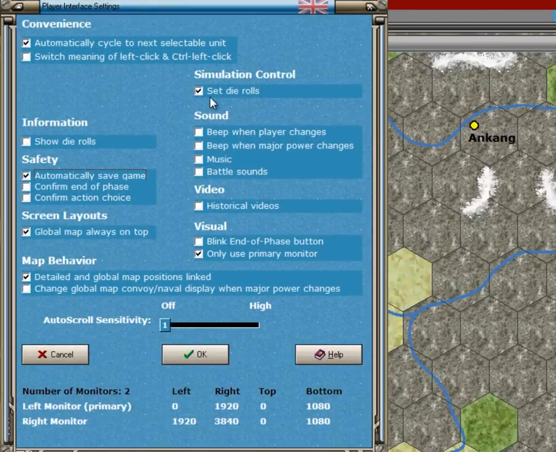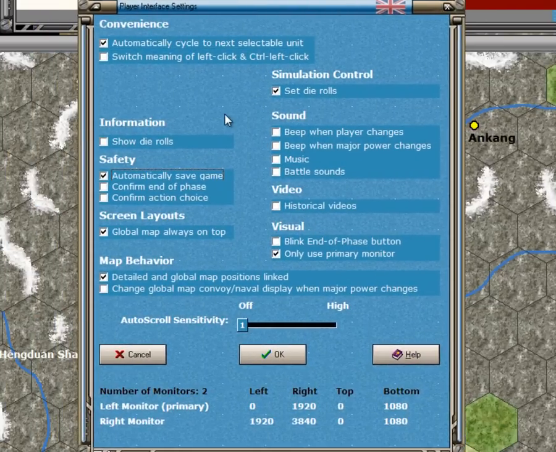The interface lets you bring up this panel with some options for how the game behaves. So you can cycle through next units automatically. You can automate saving games at the beginning of each phase. You can get prompted at the end of each phase to make sure you don't end it when you didn't mean to. You also have some visual, video, and sound effects, and the ability to set die rolls. That's only available if you're playing solitaire.